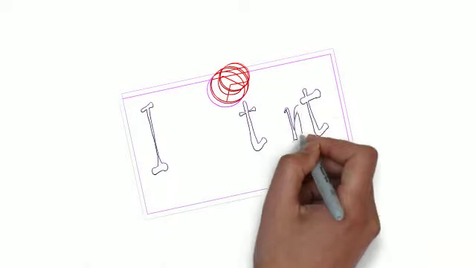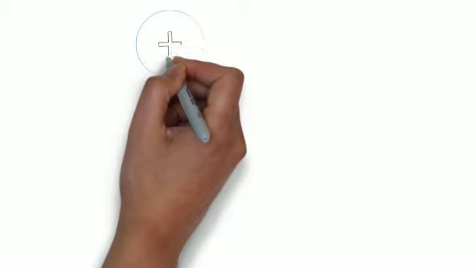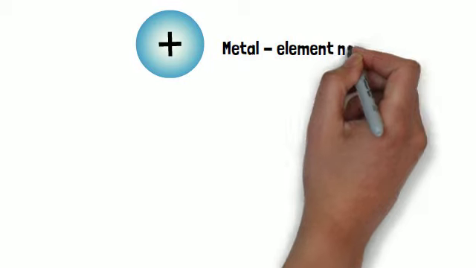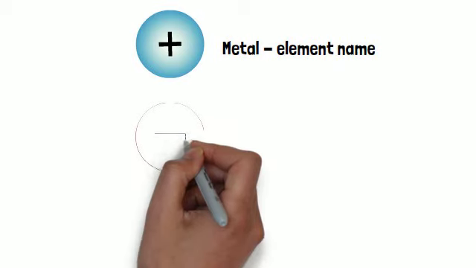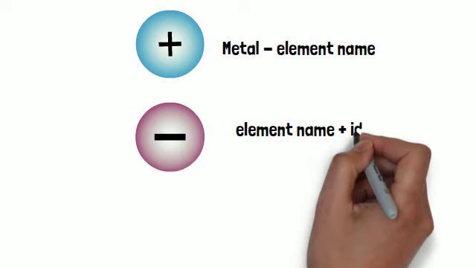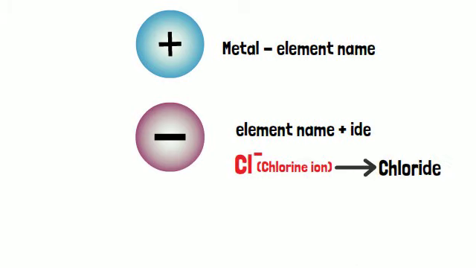When it comes to naming ionic compounds, there are several rules to keep in mind. First, the positive ion or cation is always written first in the formula. Second, a monoatomic cation, that is, a one-atom cation, takes its name from the element. So, in a binary ionic compound, the name of the metal does not change in any form. In a binary ionic compound, the anion is named by taking the element's name and adding -ide. For example, chlorine ion is called chloride.